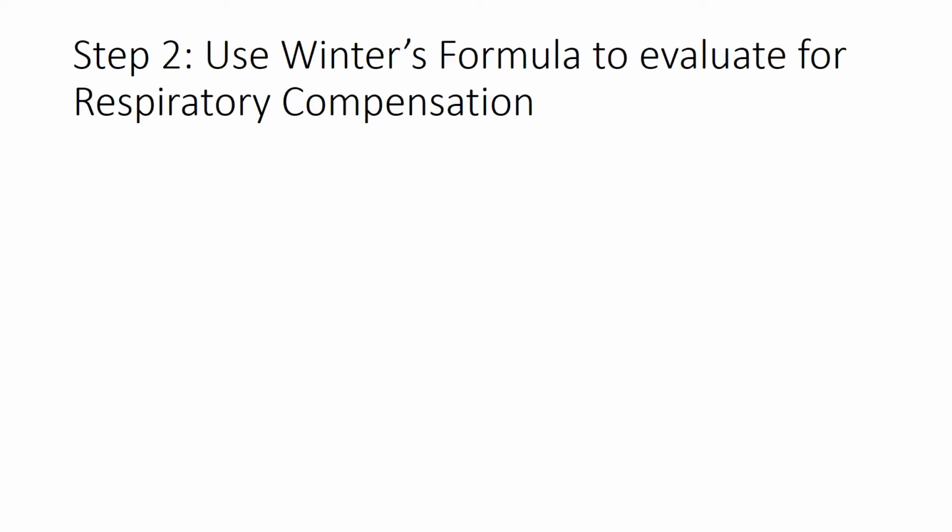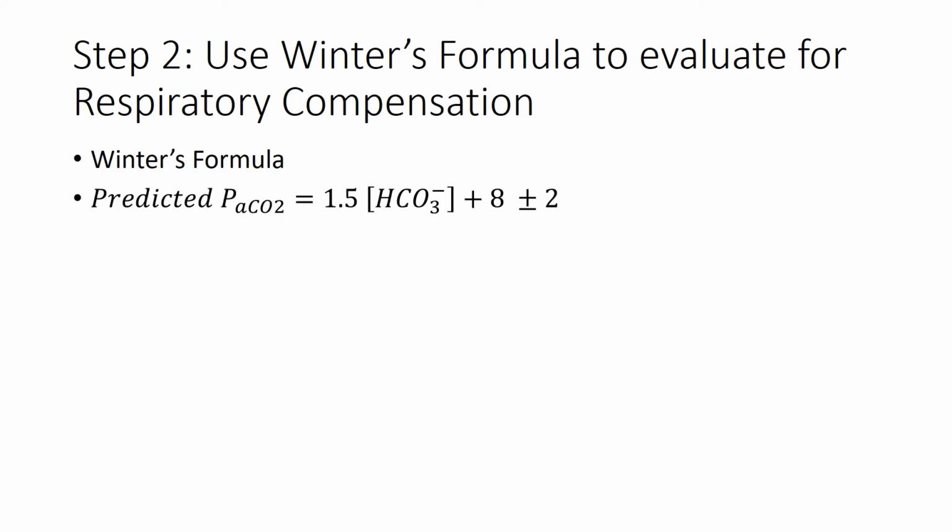The second step is to use Winter's formula to evaluate for respiratory compensation. Winter's formula is the predicted PaCO2 is equal to 1.5 times the concentration of bicarb plus 8 plus or minus 2. In the 1960s, Winter was curious if there was a linear relationship between bicarb concentration and the predicted PaCO2. So he had 60 patients with various metabolic acidosis problems and measured their PaCO2 and found this linear trend.